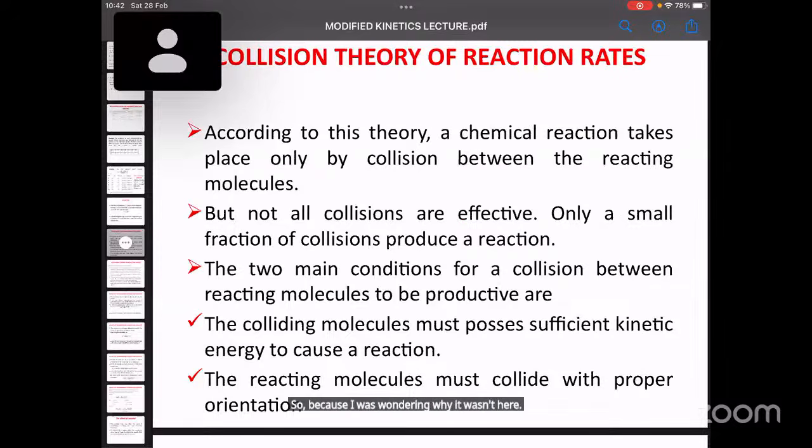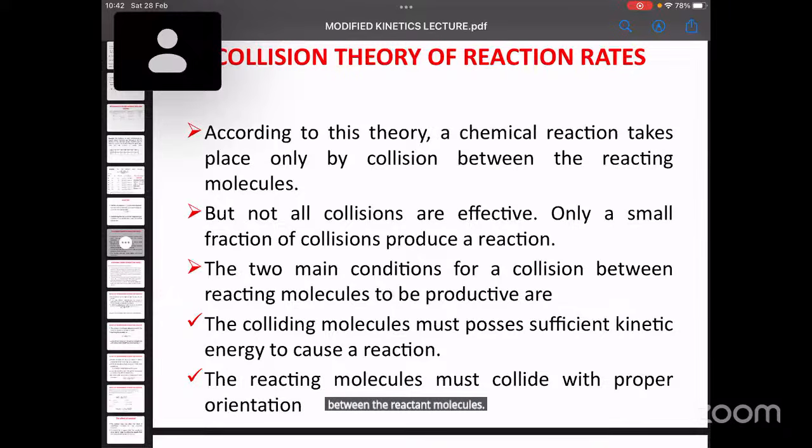So, collision theory of reaction rate. That is for the order of reaction. Now, according to this theory, we spoke about rate, we spoke about order of reaction, but what is going on at the molecular level that is responsible for everything we just spoke about? According to this theory, a chemical reaction takes place only by collision between the reacting molecules.